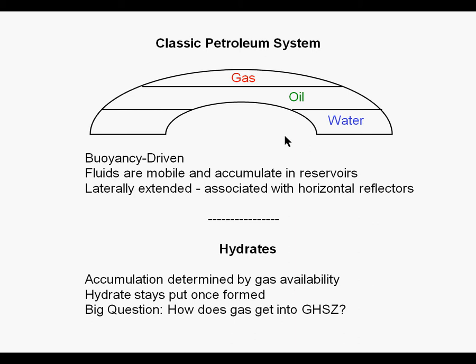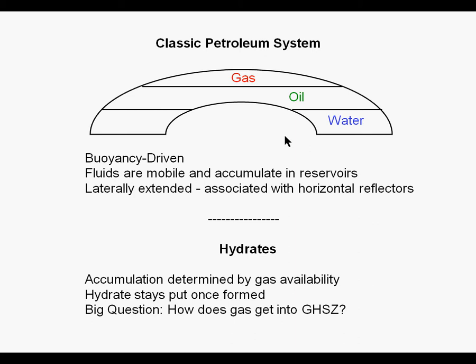What do we mean by classic petroleum system? Petroleum system, as we have learned from the oil and gas industry, is one in which the fluids are buoyancy driven. They are produced at depth and then migrate up to reservoirs and stratify with gas at the top, oil in between, and water on the bottom.